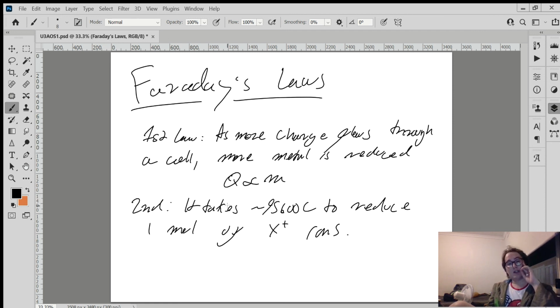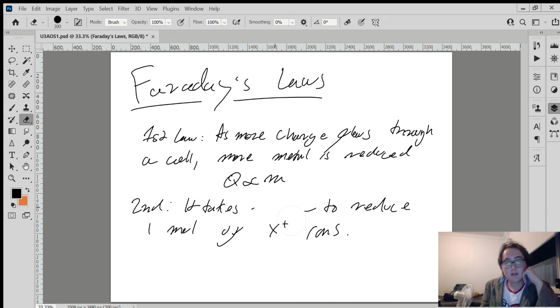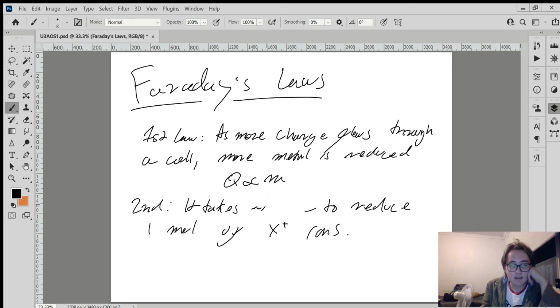The second law is that it takes about... Hold a second, I don't think that's right, is it? Where is it? 9650. Yeah, this one's wrong, sorry. So it takes about 96,500 coulombs to reduce 1 mole of X+ ions, where X+ is any ion with just a +1 charge.